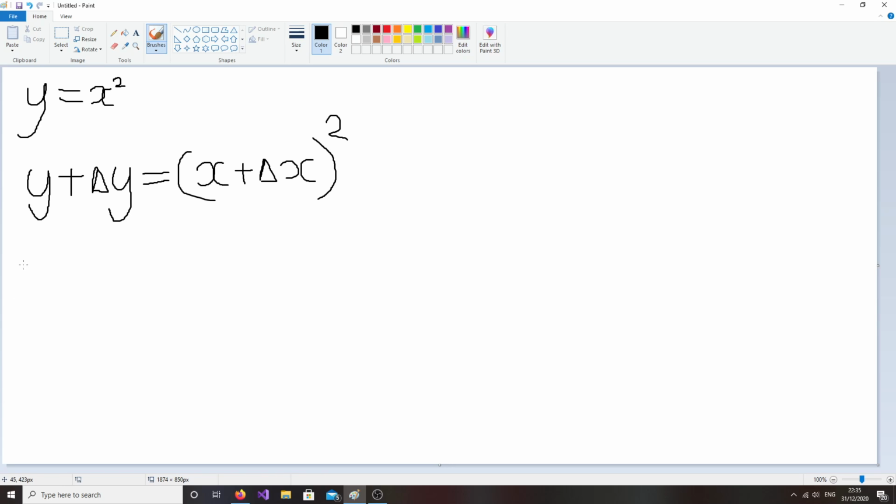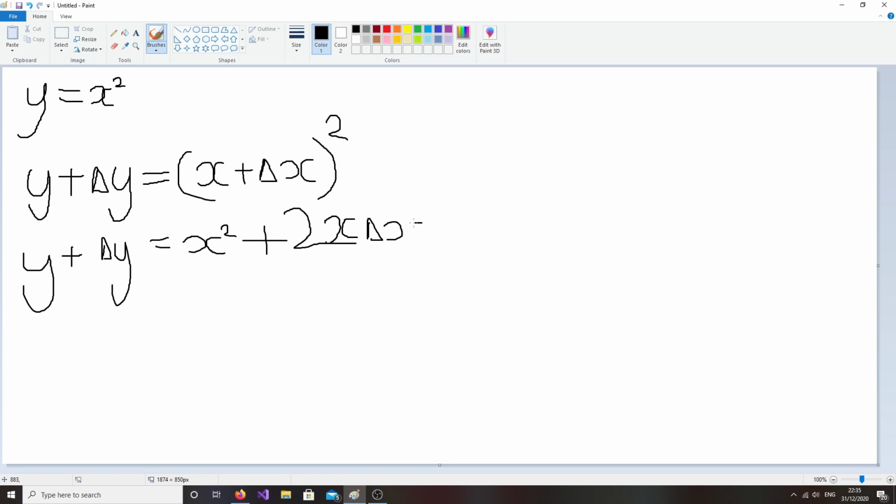So let's expand it out. So y add delta y is x squared plus 2x delta x. It's a bit confusing this bit because it's easy to think it's a normal x, but it's not. And then delta x squared.